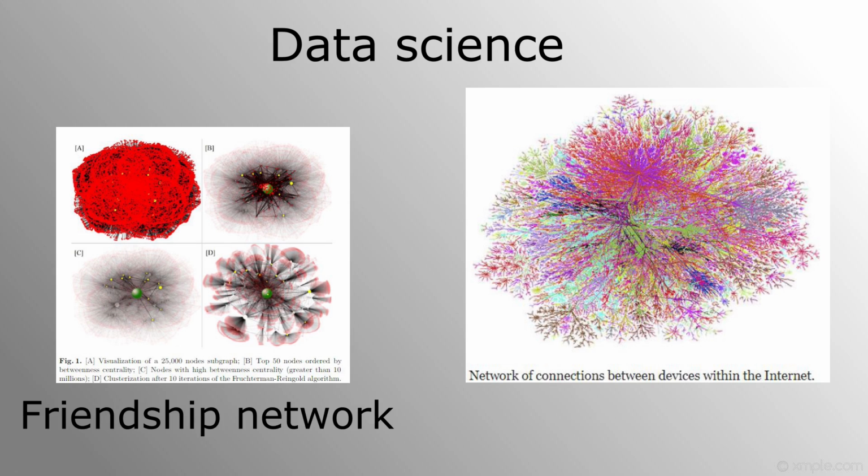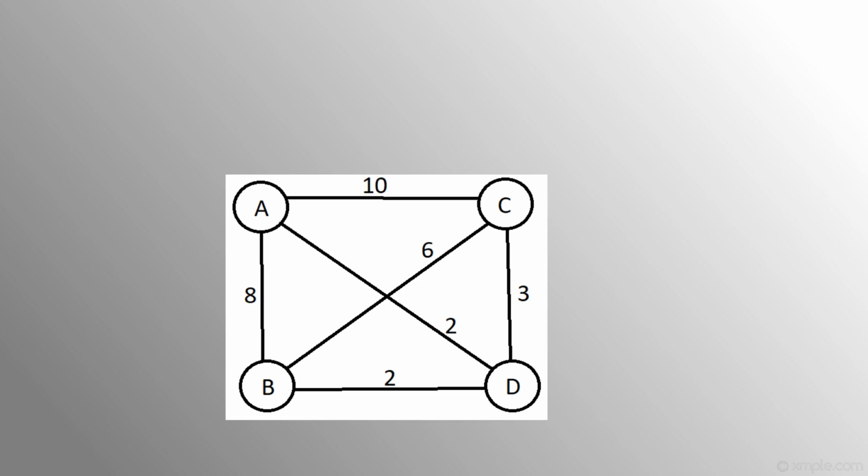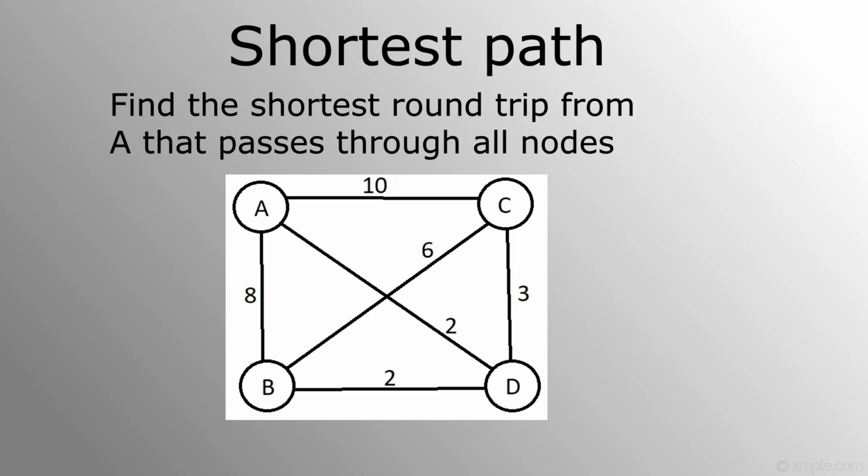The example on the left is a graph used to analyze friendships on Facebook, while on the right is a graph representing billions of devices connected to the internet. Another application of graphs in network theory is this weighted graph with numbers representing units of distance. Try to find the shortest round trip from A that passes through all the other nodes.